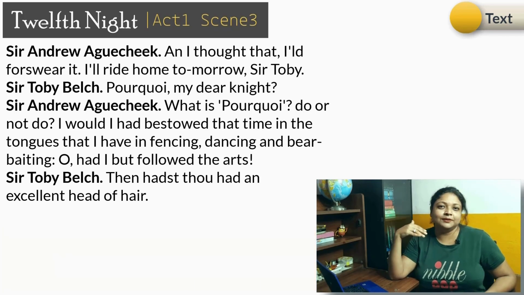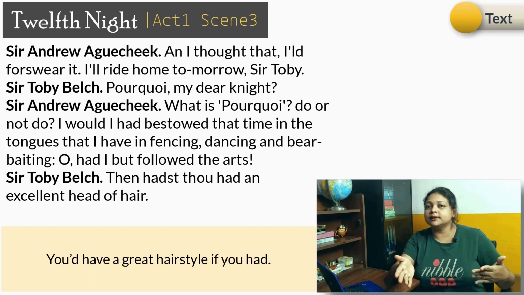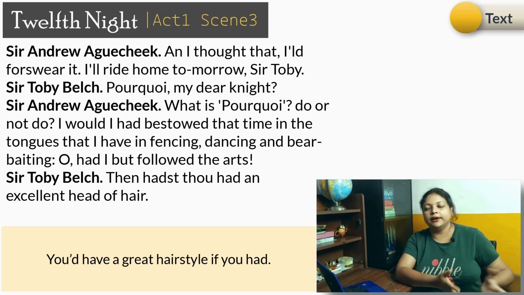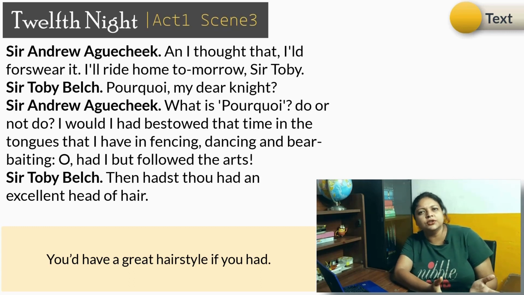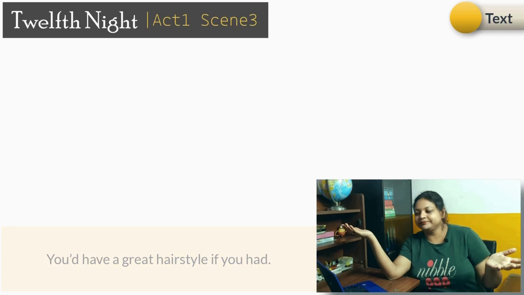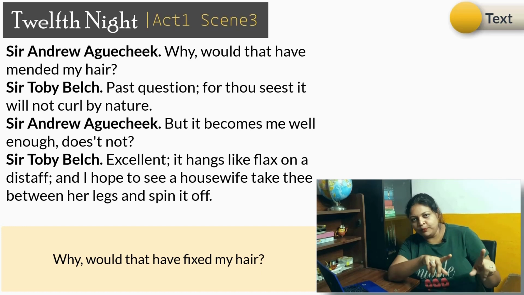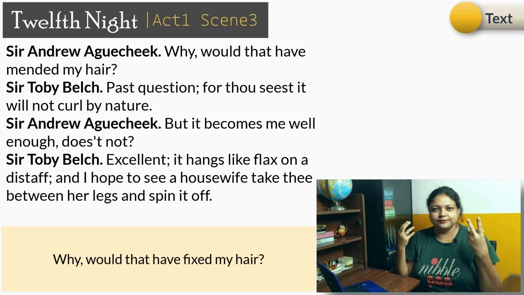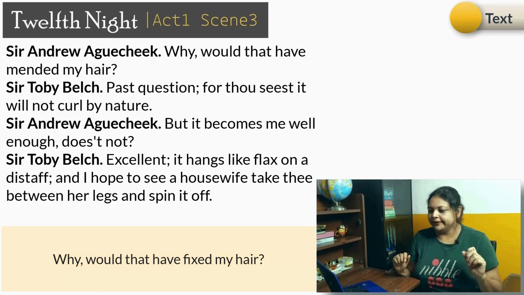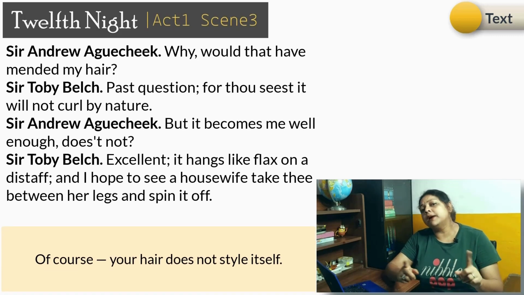Now Toby is playing with the word art. "Then hadst thou had an excellent head of hair." If you had followed the arts, you would have had a beautiful head of hair. Now he is completely confused, Andrew. He's saying, what is the connection between hair and arts? Why would that have mended my hair? So there's a problem with Andrew's hair. His hair is very lanky. Okay, it lacks any kind of style, any curl or anything. "Past question. For thou seest it will not curl by nature."